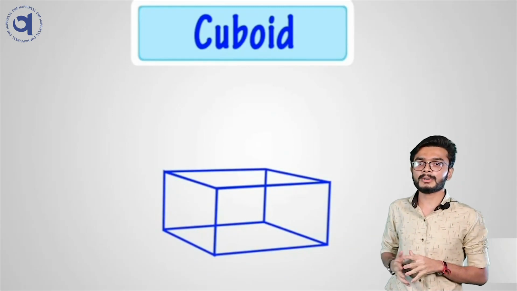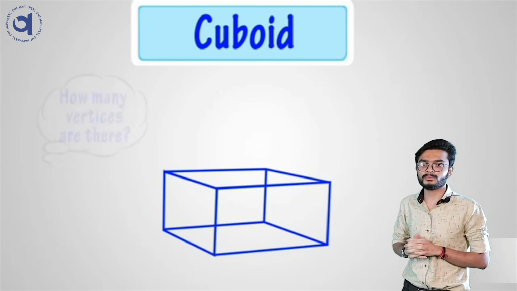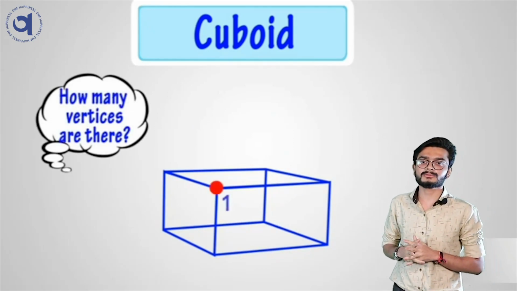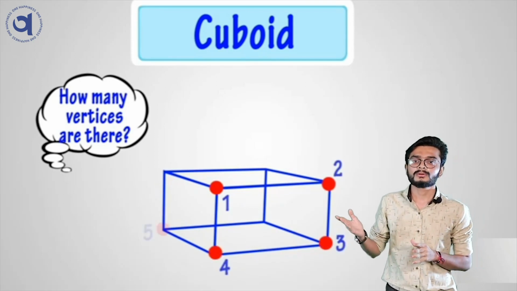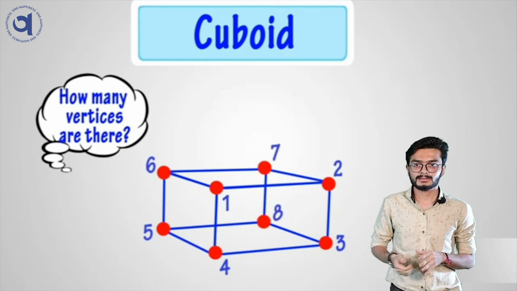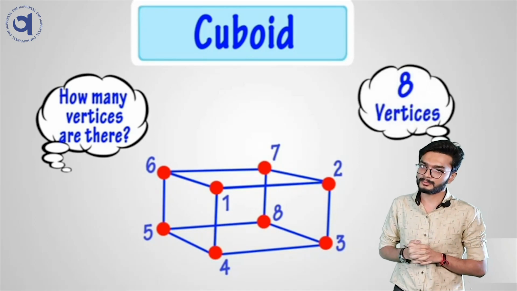So let us talk about the cuboid shape. How many vertices are there in the cuboid? This is our first question. So let us count the vertices of the cuboid. 1, 2, 3, 4, 5, 6, 7 and 8. So total 8 vertices are there in the cuboid.